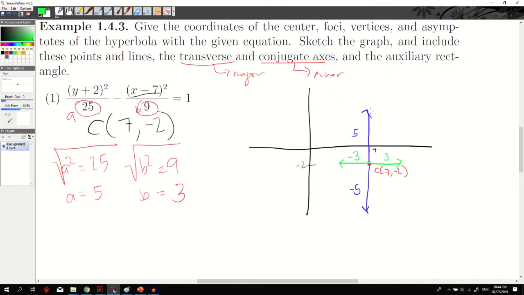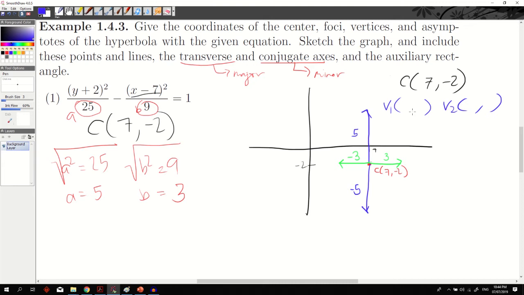So we can get the vertices. Okay, so first our center. Let's put this here. Center is 7, negative 2. Let's write it correctly. Okay, so center is 7, -2. Then we have our vertex 1, and also vertex 2.